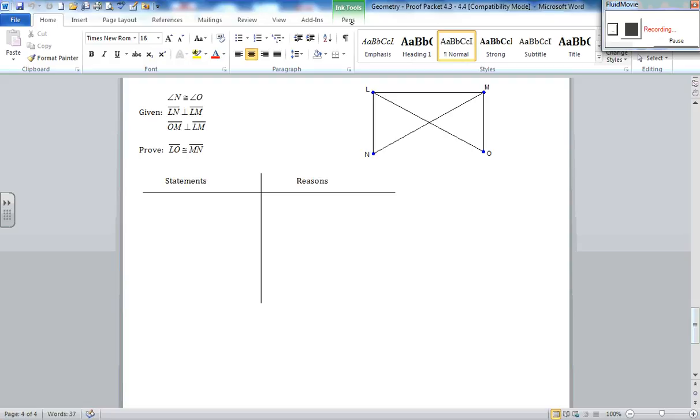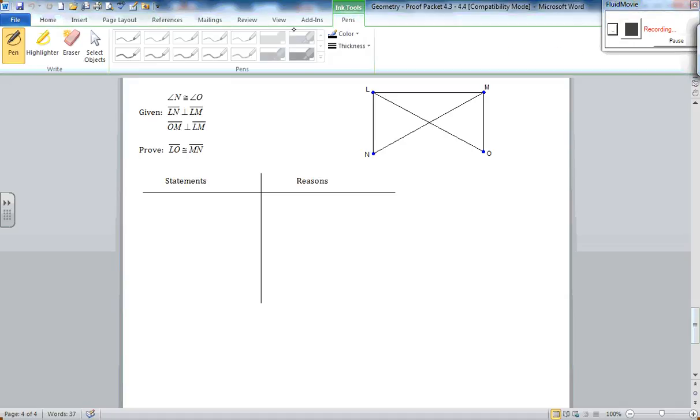So I'm actually going to work backwards somewhat in this proof. And I'm going to start off with line segment LO congruent to line segment MN by CPCTC. Now, this is going to be true for any proof that you have in this chapter. If we're trying to prove sides or angles congruent, the last reason has to be CPCTC. In addition to that, the statement and reason right above that has to be that the triangles are congruent.